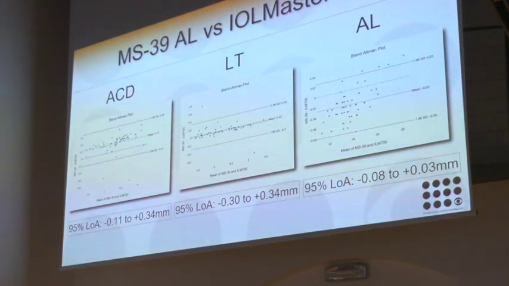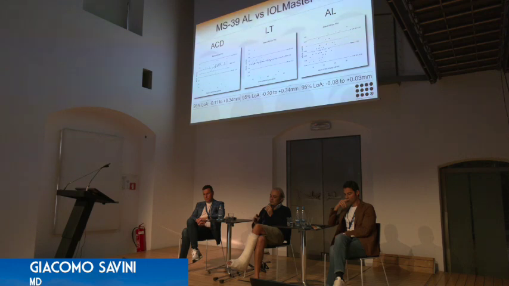You see that the 95% limits of agreement is just from minus 0.08 to plus 0.03 millimeters. So the IOL Master and the MS-39 AL measure the same axial length, and I think this is a very good result, but they are also good for the other values.